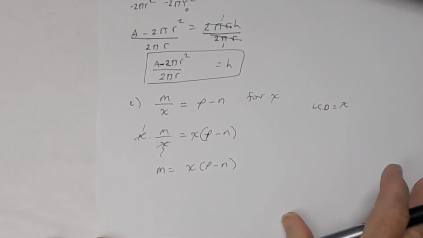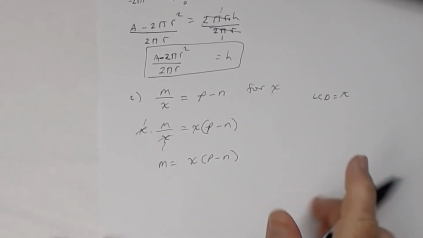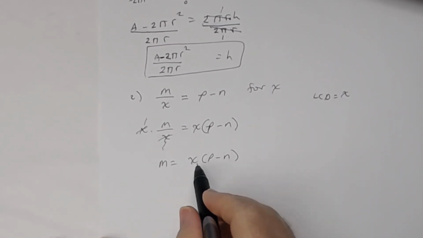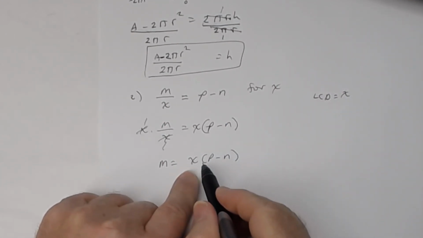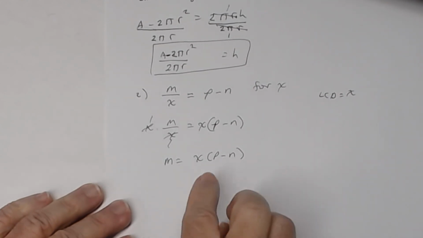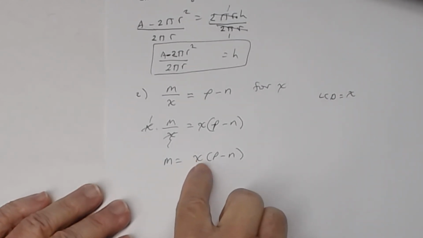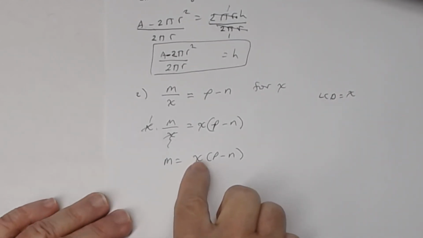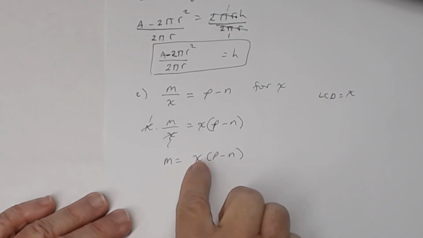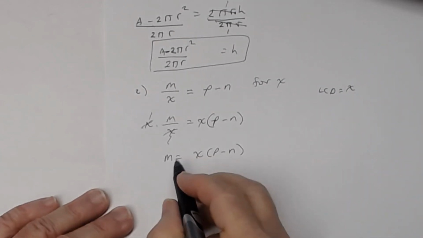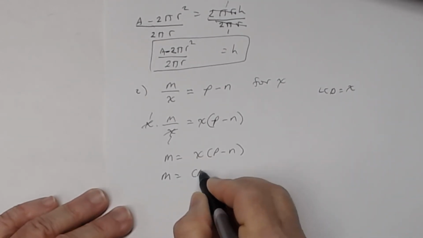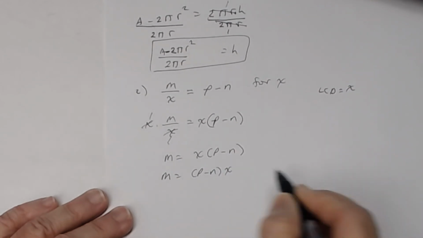Now, at that point, remember you're solving for x, right? At that point, don't distribute. Just think about what you have. You have x times p minus n. And if I want to rewrite it, I can. It may make it a little bit easier for you to think about it. Maybe, maybe not. But remember, multiplication is commutative. The order in which you multiply does not matter. So x times p minus n is the same as p minus n times x, right?